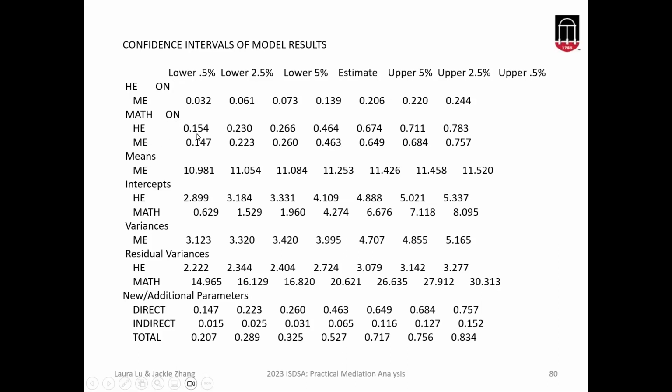So yeah, this is a B, this is a C prime, and the mean, intercepts, variance, and also new. These three new parameters. And the lower bound, the upper bound, the point estimate are all based on the bootstrapping resampling method, bootstrapping distribution. Okay, so that's for bootstrapping method.